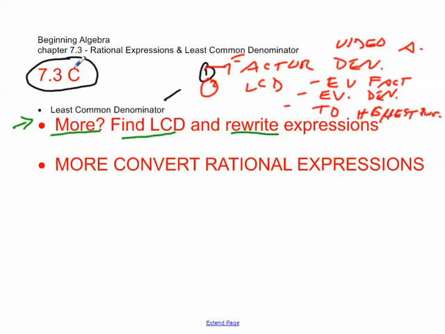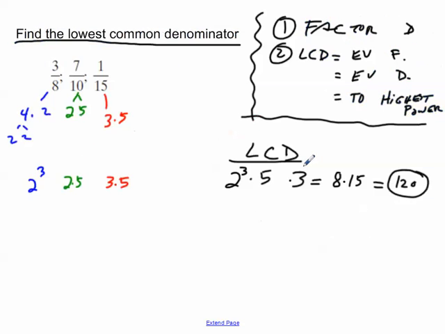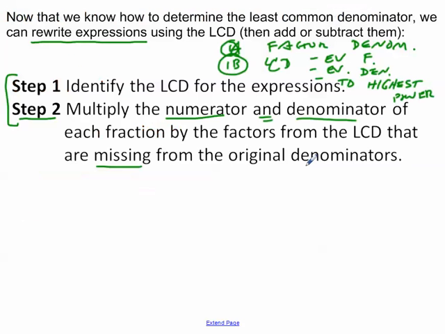So we got 7.3c. We're going to convert a rational expression to a lowest common denominator. So here was 7.3a, here was 7.3b, this is 7.3c. We're going to talk about converting rational expressions now. So we're going to fast forward past everything that we've seen. And there it was, the beginning of 7.3b.